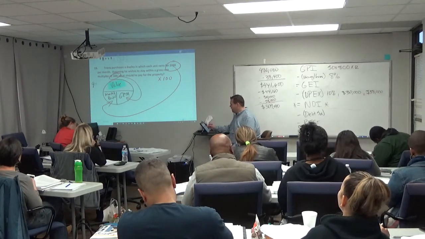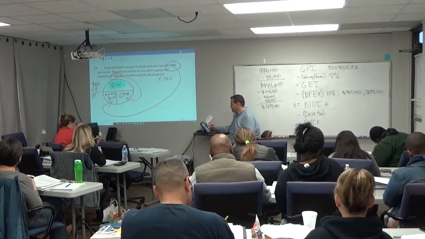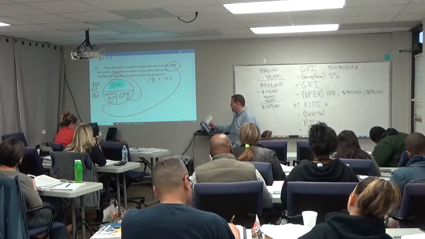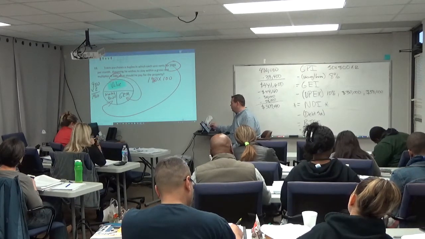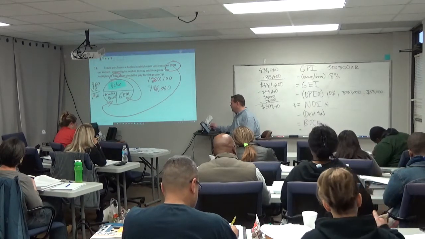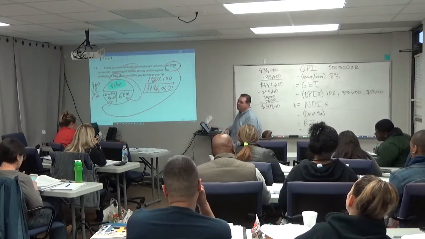So 980 times 2 is how much a month? 1960. So over here it should be 1960 times 100, or $196,000. Good catch.